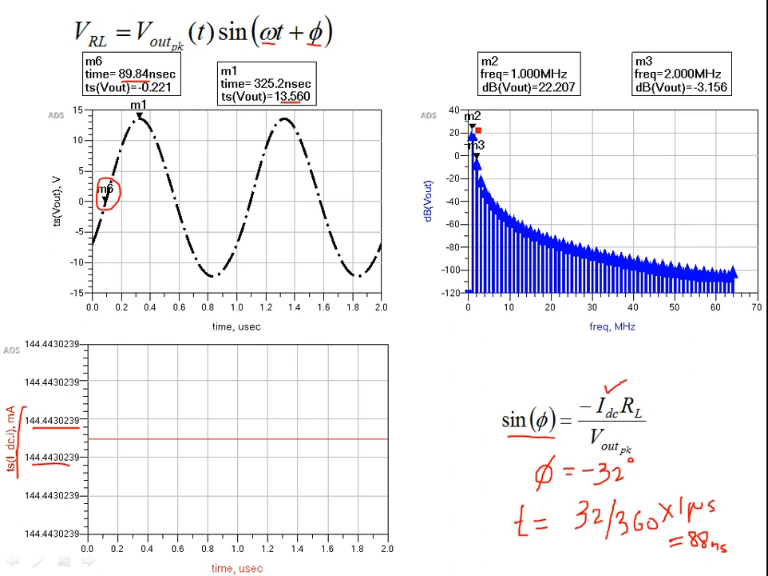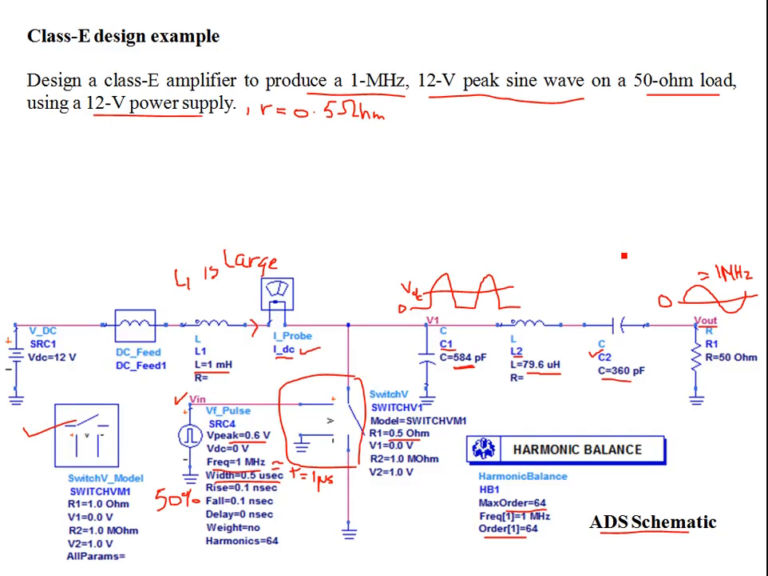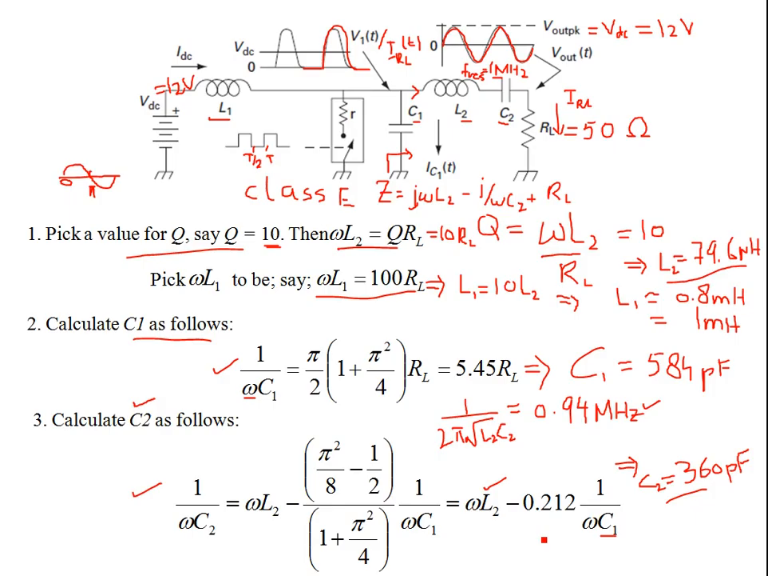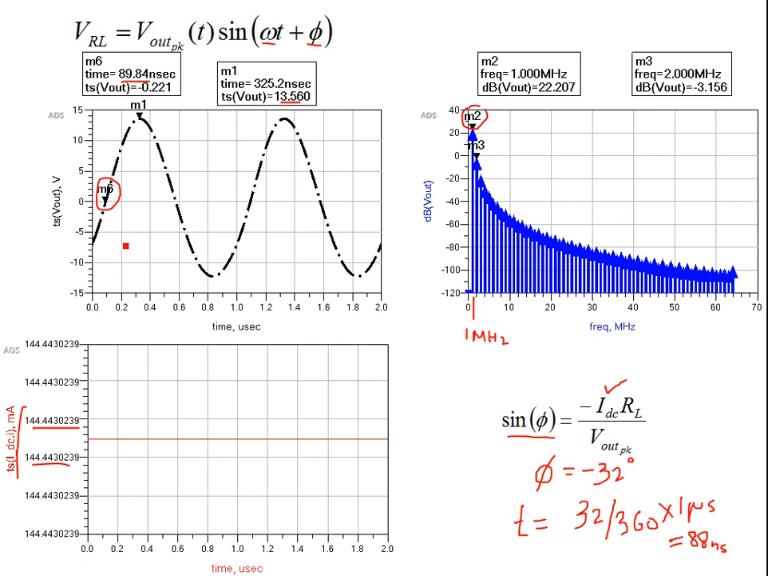If you look at the harmonic content, you see this M2 is at 1 megahertz. This is the harmonic content. Now I have 64 harmonics over here. Why 64? Because I selected the maximum order to be 64, and I wish to analyze the harmonic content of the output.